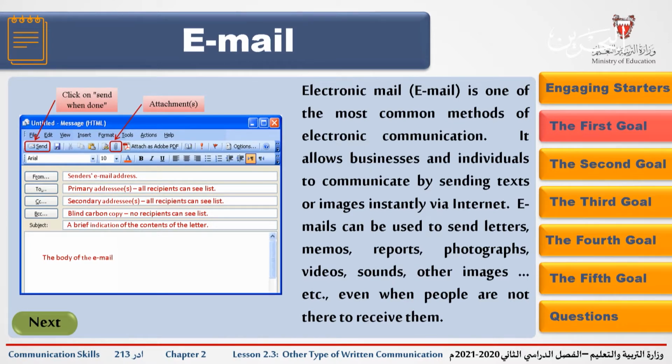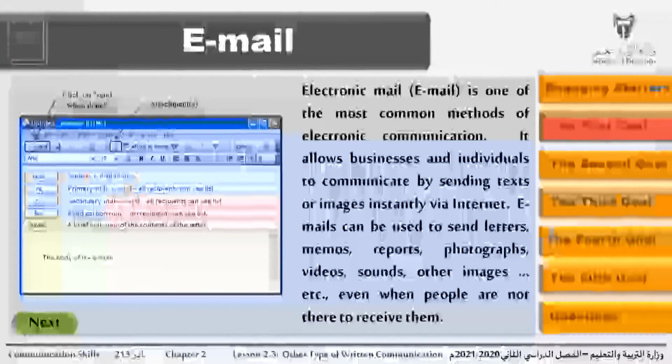The next part is Subject, where you will write the subject of your letter or the topic of your email. Then we have the open white box, where you will write the body of the email. On top, you will find the attachment, which is the button that looks like a paper clip, where you attach any extra files. And lastly, you will have the Send button. You will click this when you are done with your email to send it to all your recipients.